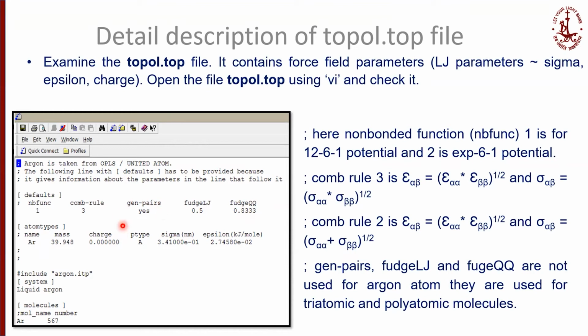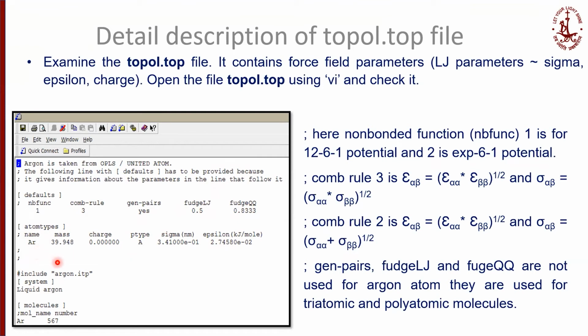Then gen pairs, generate pair of interaction. Yes, you want to generate pair of interaction. Fudge LJ, fudge QQ. They are not used for the argon atom because they are mostly used for triatomic and polyatomic molecules. Then you have atom types, the details of what your atom is.